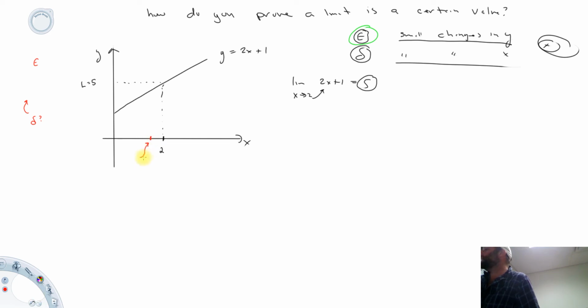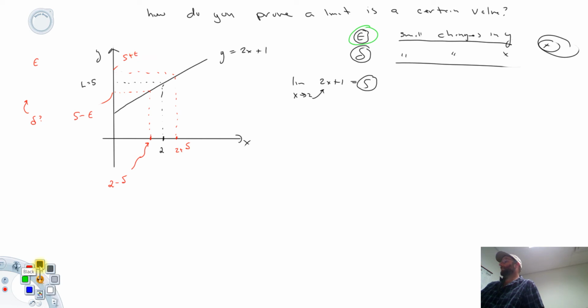Or I'm sorry, two sides. So this x value is going to be 2 minus delta. The corresponding y value here is 5 minus epsilon for any epsilon. And then we're going to go to the other side. This is now 2 plus delta. The corresponding y value is 5 plus epsilon. Okay, now here comes the proof so far.